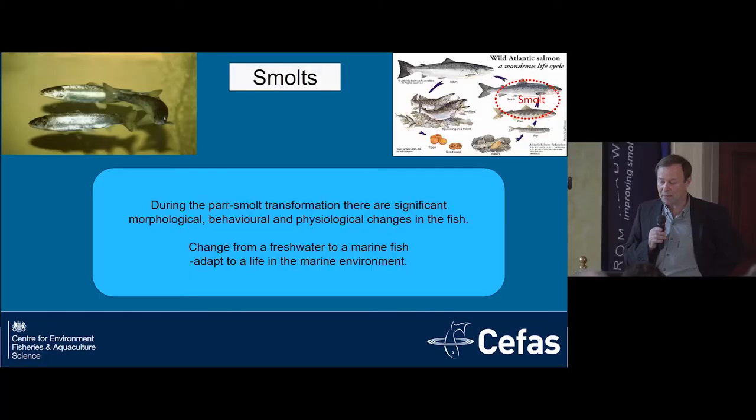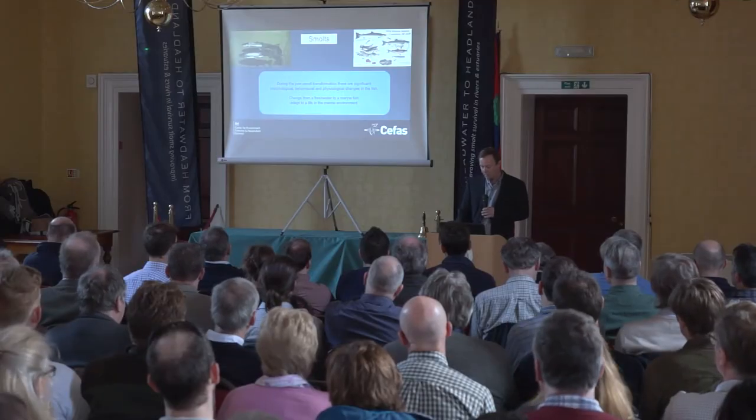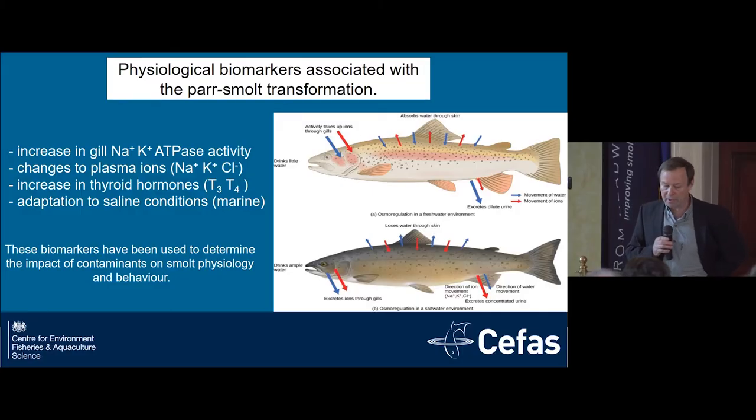And as we know, this is a period where there are significant morphological, behavioural and physiological changes in the fish, and they all go to helping the fish to become a marine animal and adapt to a life in the marine environment. So there are a number of physiological biomarkers associated with the parr-smolt transformation. During the smolt period, there are increases in gill sodium potassium ATPase activity. There are changes in plasma ions, such as sodium, potassium and chloride. There are increases in thyroid hormones, T3 and T4, that allow them to adapt to salt water, but also initiate migration in the smolts. And all of these allow the fish to adapt to saline conditions.